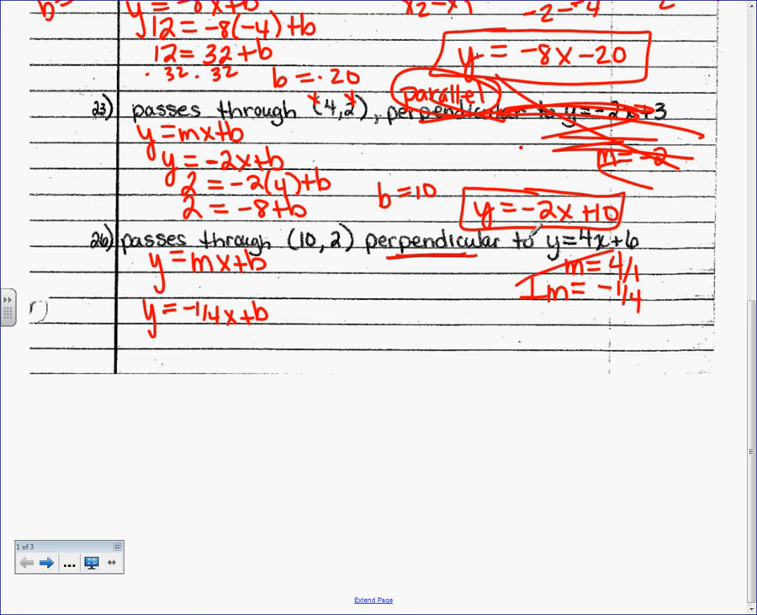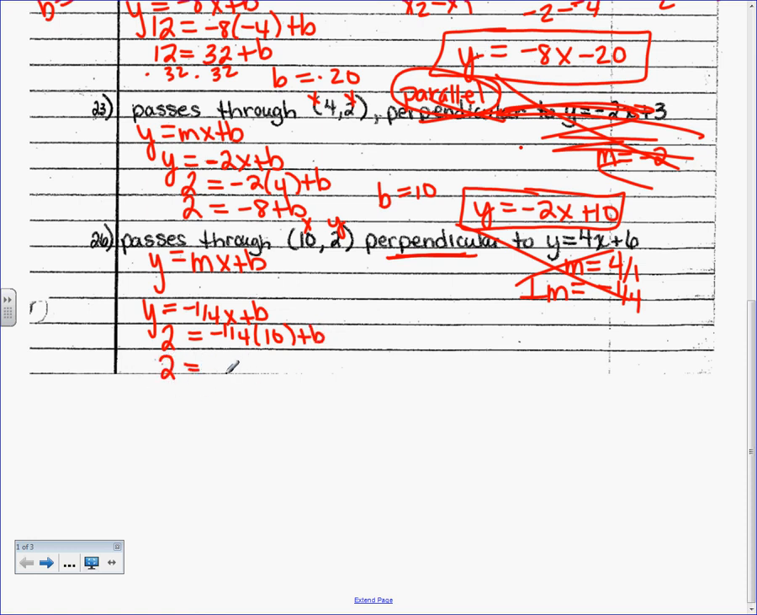I cannot use this anymore. This is no longer helpful to me. So now I have my x, I have my y. I'm going to plug those in to find b. Pause it, find b. If you plug 2 in for y and you plug 10 in for x, keep going.